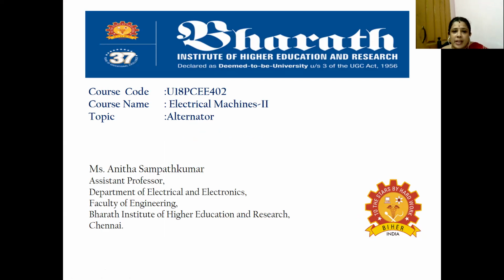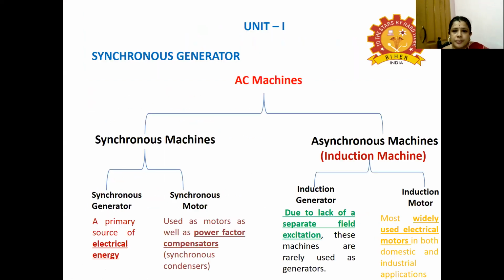Now we're going to talk about electrical machines, starting with alternators. Here, the synchronous generator is an AC machine. AC machines are divided into synchronous machines and asynchronous machines: synchronous generators and synchronous motors. The synchronous generator is a primary source of electrical energy. The synchronous motor is used as a power factor compensator.